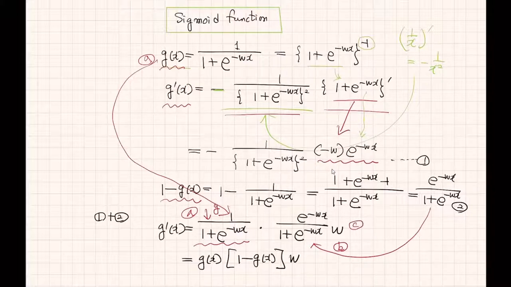So at the final line of this derivation, we can find that the differentiation of the sigmoid function can be represented by the function itself multiplied by 1 minus g(x) and multiplied by the weight. So during backpropagation, this equation will be used consistently and repeatedly.